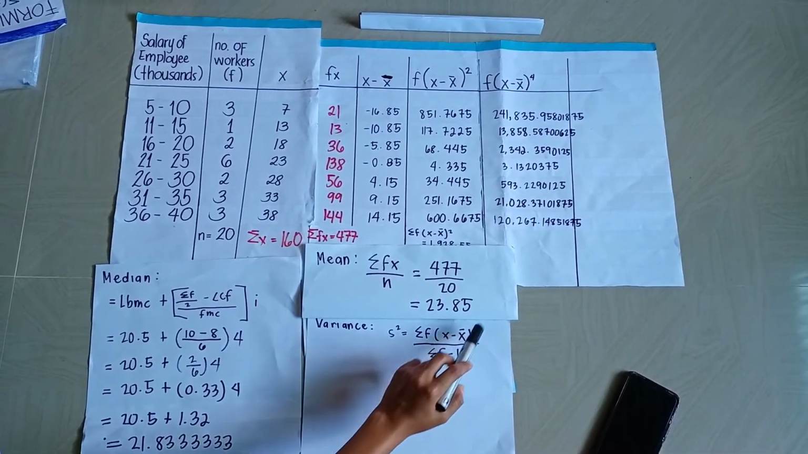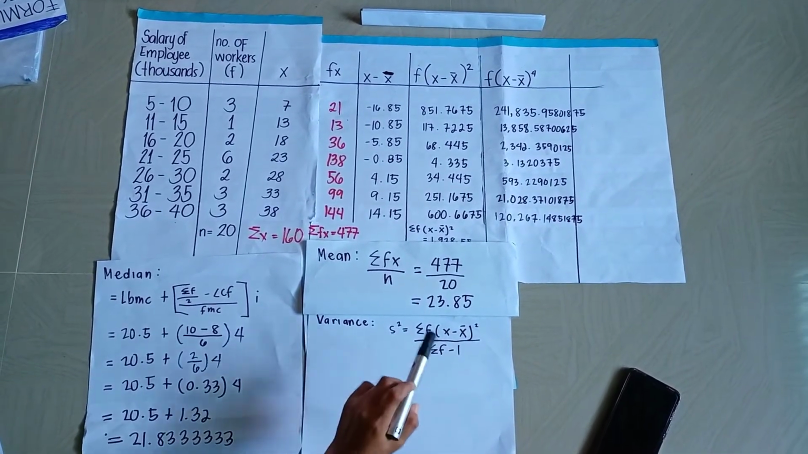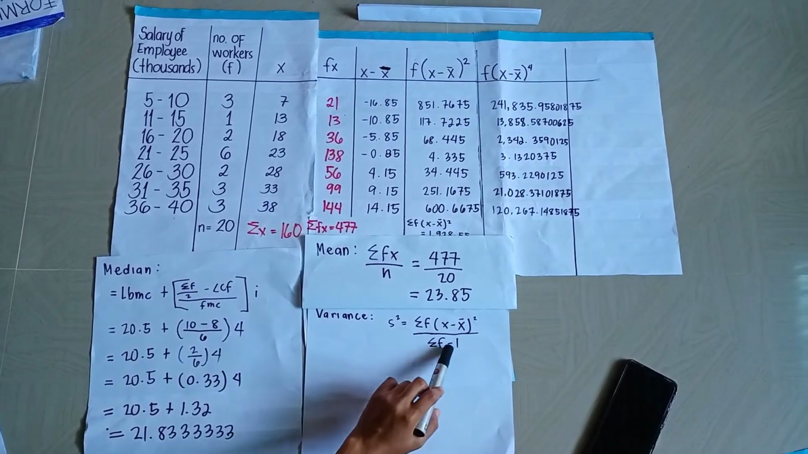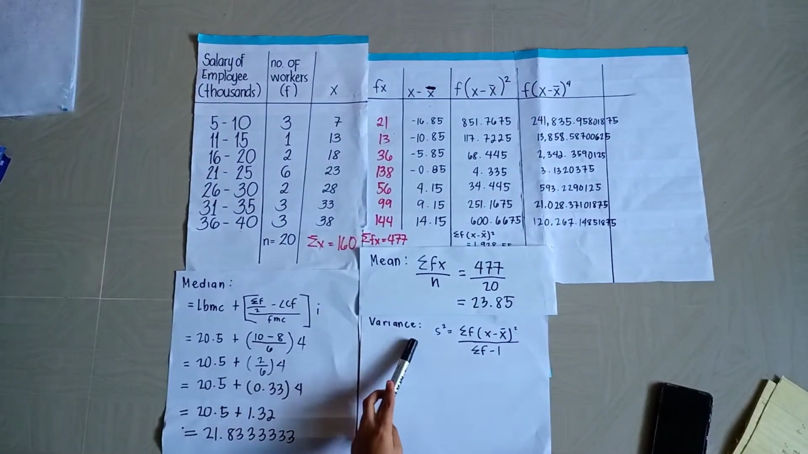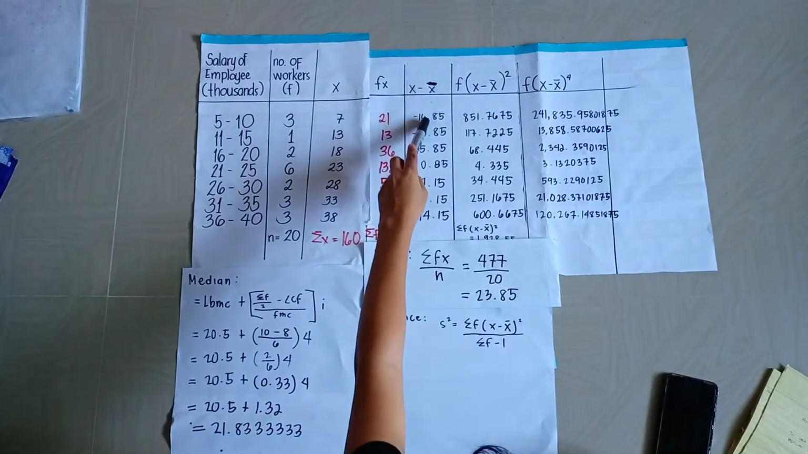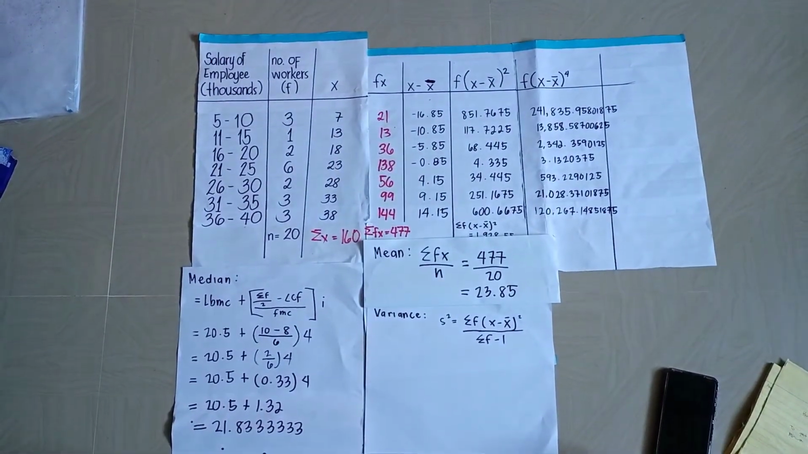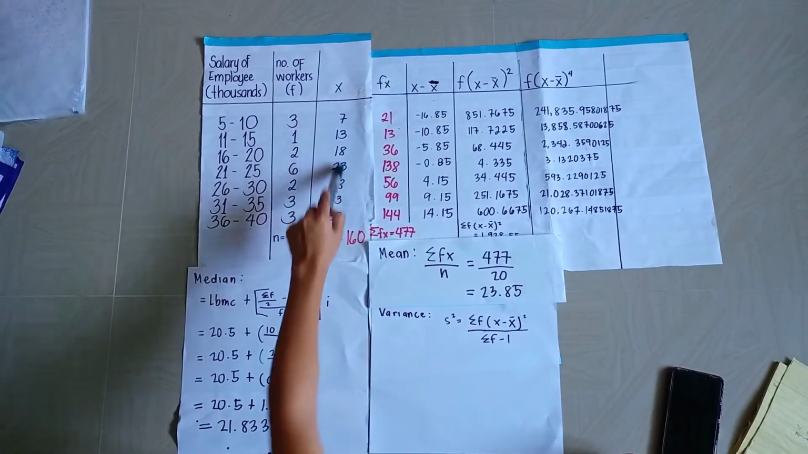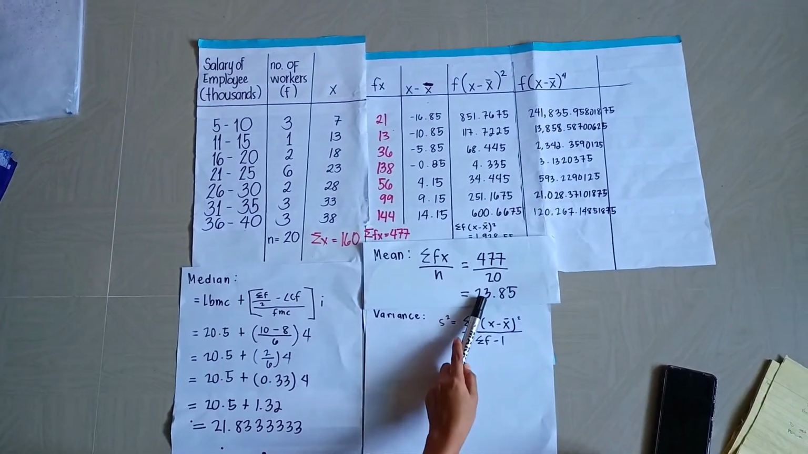For the variance, the formula is S squared is equal to the summation of frequency times the quantity of x minus mean squared over the summation of frequency minus 1. To get the variance, first step, complete the table of x minus mean. This is the x and this is the mean.